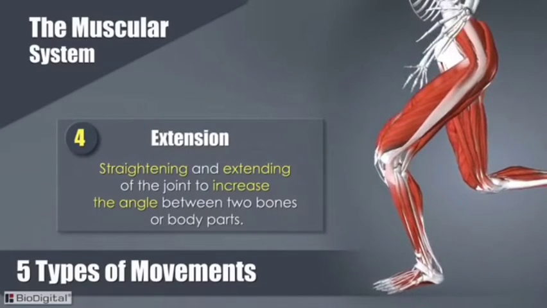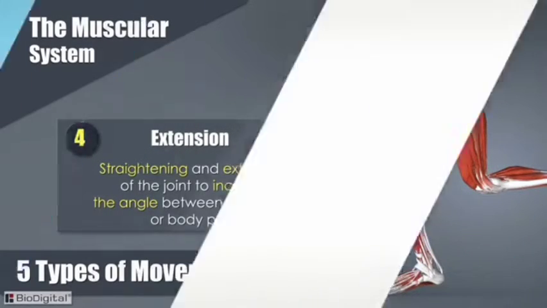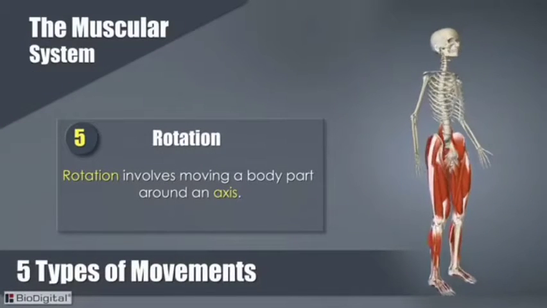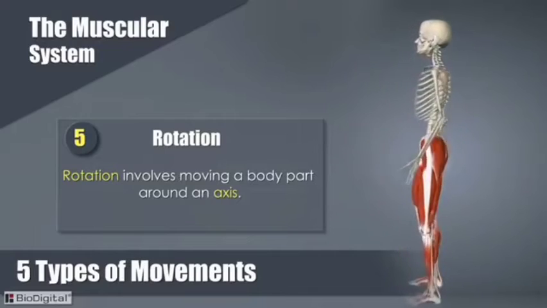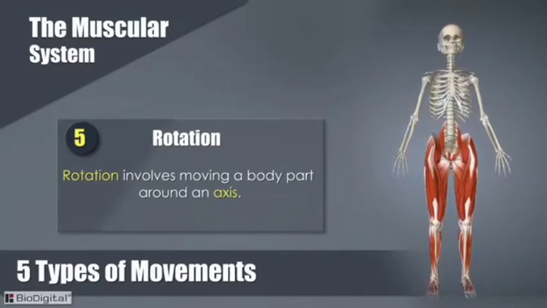4. Extension, straightening and extending of the joint to increase the angle between 2 bones or body parts. And lastly, rotation. Rotation involves moving a body part around an axis.